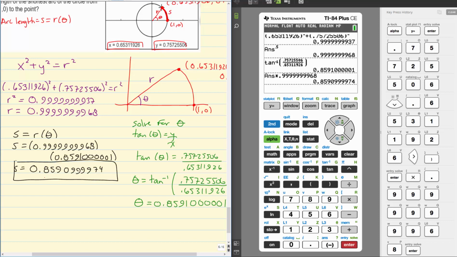So if they wanted us to round to one place, it'd be 0.9, 2 places would be 0.86, 3 places would be 0.859, 4 places would be 0.8591. So just make sure you read the directions carefully about rounding.